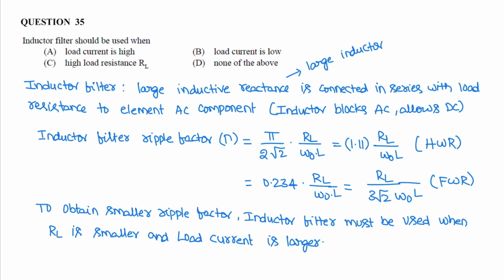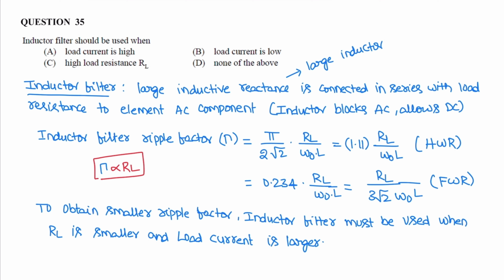Inductor filter is used when? In an inductor filter, a large inductive reactance, that is a large inductor, is connected in series with the load resistance to eliminate the AC component, because the nature of an inductor is that it blocks AC and allows DC. The ripple factor of an inductor filter is pi by 2 root 2 into RL by omega naught L for a half wave rectifier, and RL by 3 root 2 omega naught L for a full wave rectifier. So for both half wave and full wave rectifier, ripple factor is proportional to load resistance.